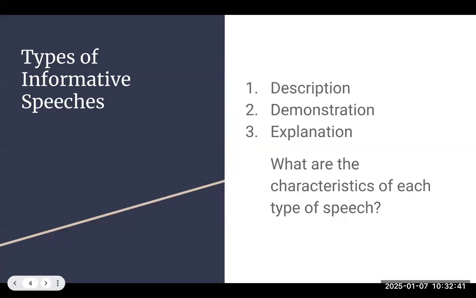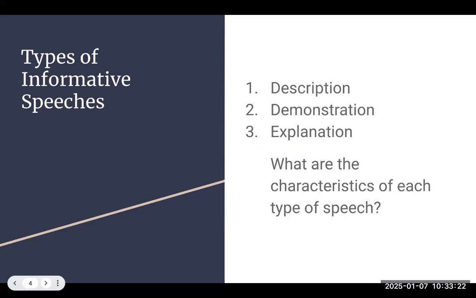The second type is a speech of demonstration. A characteristic of this speech type is that you are demonstrating something. You are showing your audience how to do something. It's usually a step-by-step demonstration of how to do something. And then you have the third type, and a characteristic of the speech of explanation is this is where you are explaining a topic, you're explaining an idea, something that maybe other people don't know much about.